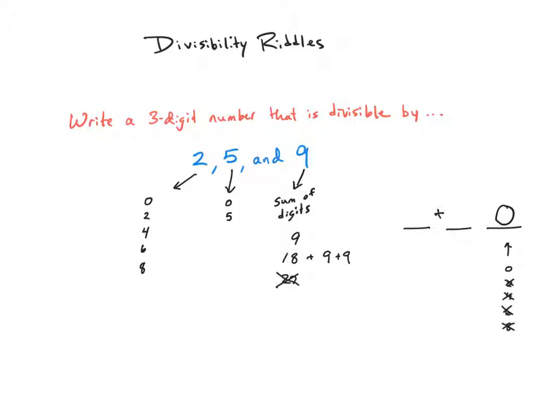And I can get 9 in lots of different ways. I can get 9 by doing 8 plus 1, or 7 plus 2, 6 plus 3, 5 plus 4, and so on, and then in different orders. So there's lots of different numbers I can make here. I'm going to go ahead and just do 540, but I could have done 810, 720, 630, 990, 450, 360, 270, or 180.